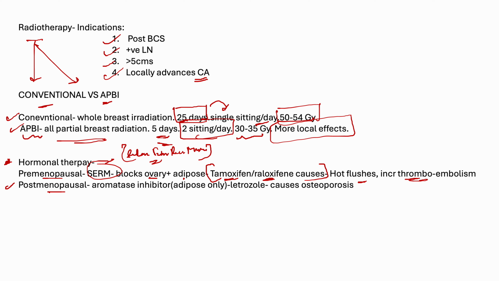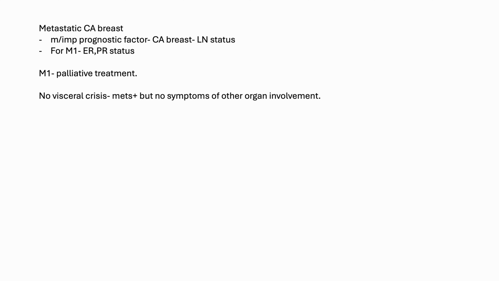If the patient is postmenopausal, then the ovaries are already devoid of any ovarian follicles. Then we just need to block the adipose tissue. Here we use an aromatase inhibitor like letrozole, which can increase the risk of osteoporosis. Coming to the metastatic CA breast, if the cancer has already reached the stage of M1, the only option available to us is palliative treatment.